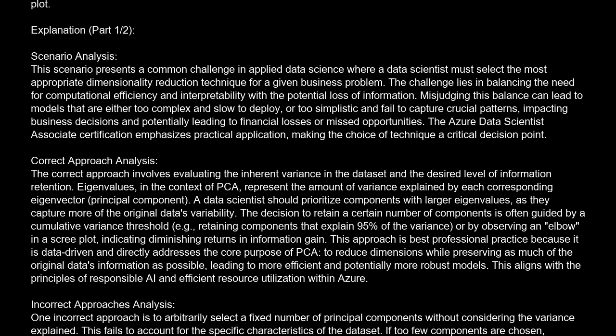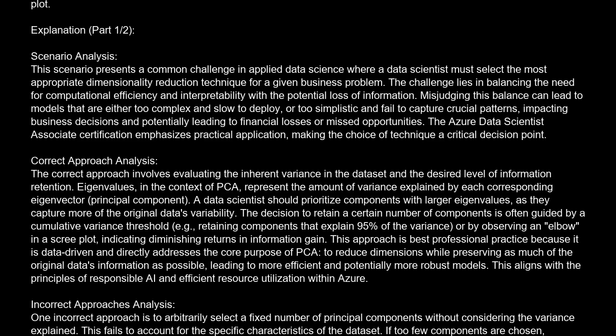Correct approach analysis. The correct approach involves evaluating the inherent variance in the dataset and the desired level of information retention. Eigenvalues, in the context of PCA, represent the amount of variance explained by each corresponding eigenvector, principal component. A data scientist should prioritize components with larger eigenvalues, as they capture more of the original data's variability. The decision to retain a certain number of components is often guided by a cumulative variance threshold, e.g., retaining components that explain 95% of the variance, or by observing an elbow in a scree plot, indicating diminishing returns in information gain.